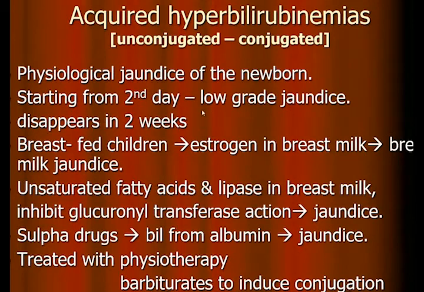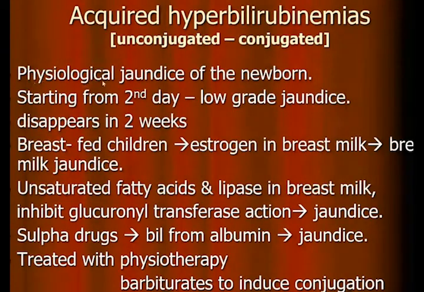And the treatment they have to do is, you have to put the child under sunlight. Treated with, not physiotherapy, this is phototherapy. You can correct this, it is phototherapy, not physiotherapy. So treated with phototherapy means you have to expose the child under sunlight. Then you have to give barbiturates to induce conjugation. So this will be the treatment for this physiological jaundice.